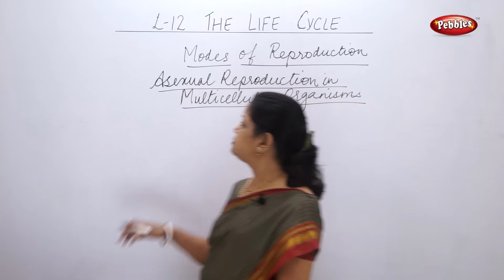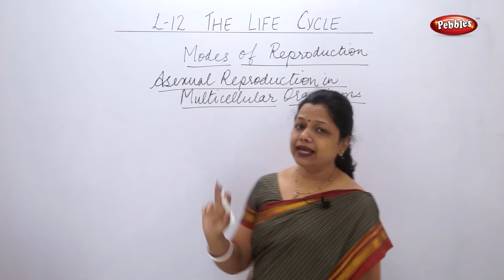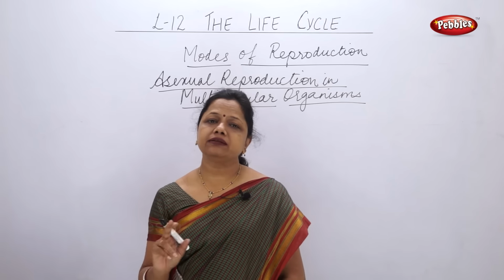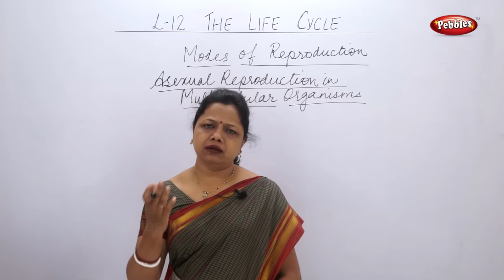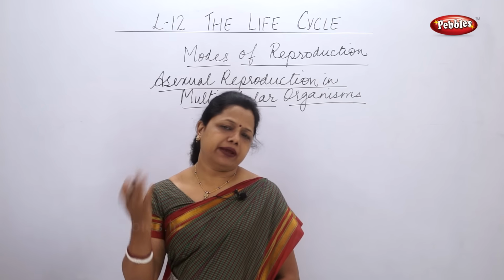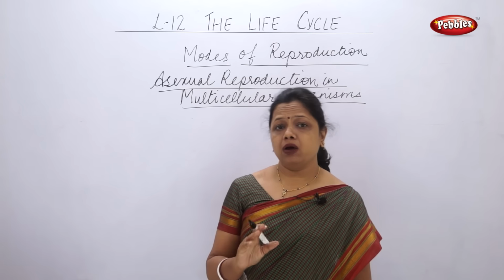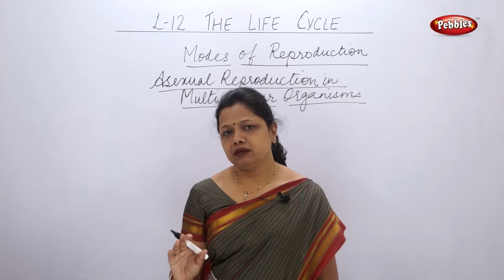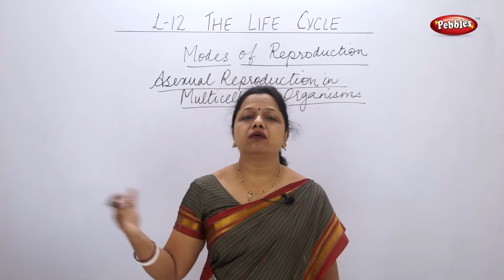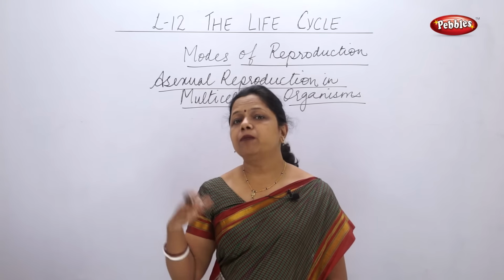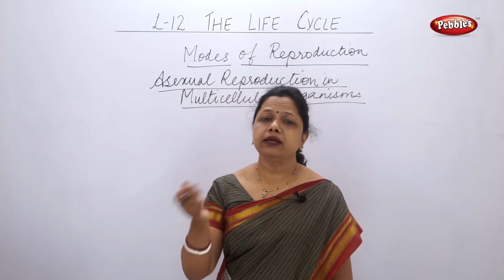Now we'll see the asexual reproduction in multicellular organisms. Till now we saw the asexual reproduction in an organism which is made up of only one cell. So it was very easy. It was budding, then multiple fission, and then binary fission. So it was only in the unicellular organism. But now the complexity is increasing. Multicellular organism means the organisms which are having number of cells in their body. So when the number of cells increase, obviously the complexity of reproduction increases.